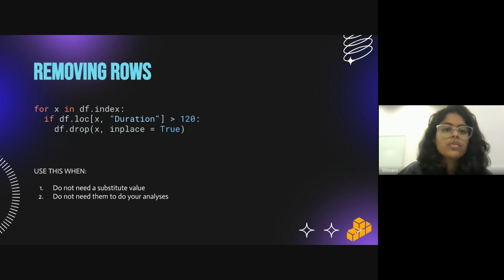Then you can also remove rows. For x in this particular range, you can just drop the entire row. Okay, so why would you use this? You'll only use this when you do not need a substitute value. You would only remove when you don't want to substitute anything and it doesn't really add value to your analysis.